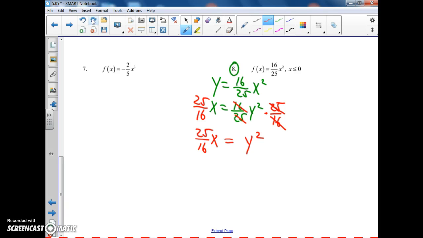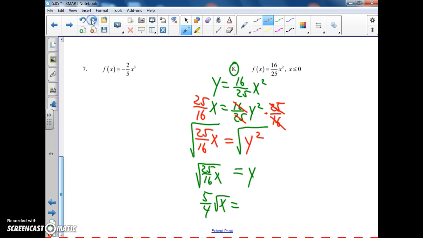What are you going to do now? Square root both of them. You're going to square root this and you're going to square root this. So you're going to get this. You're going to get y equals, and then there's that, and you're going to get 5/4 square root of x. That equals y, and there's your inverse. You know it.